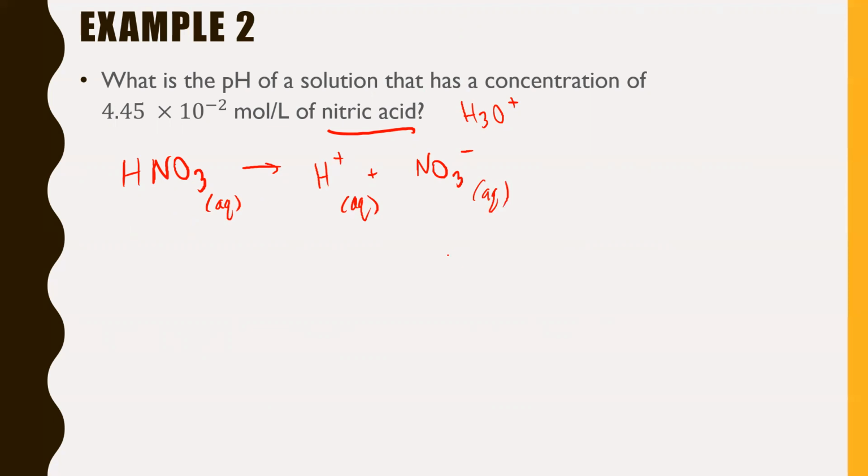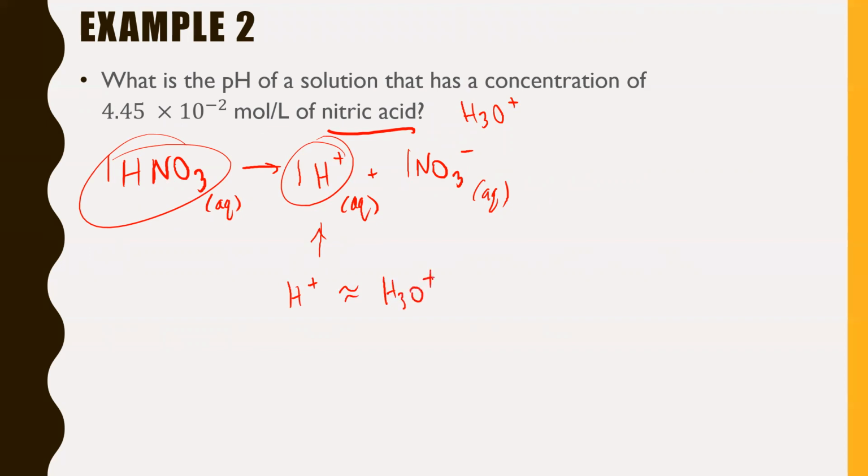Now, what I want you to notice on this one is there technically is a coefficient of 1 in front of all of this because it already is balanced. H positive and NO3 negative exist just in one part. If there were some other numbers in here, we'd have to start putting coefficients in. Since there's a 1 in front of all these, the concentration of HNO3 is going to be the same as the concentration of your hydrogen. And remember from before, H positive concentration is the same thing as H3O positive concentration, at the very least for the purposes of our course.